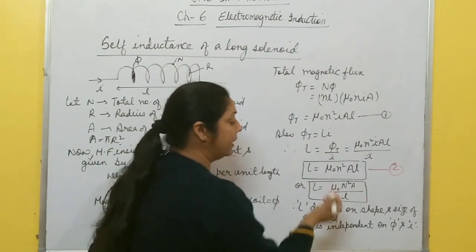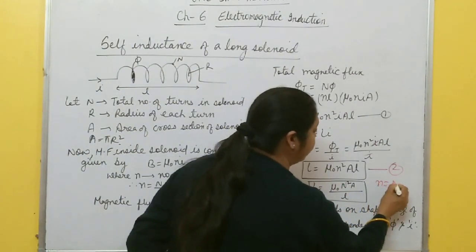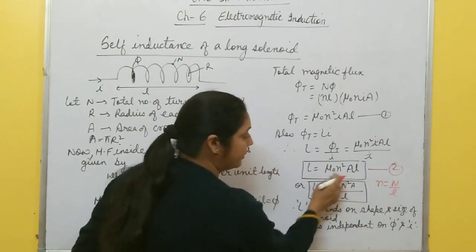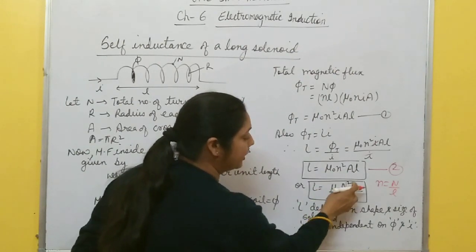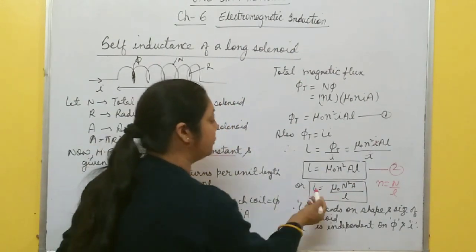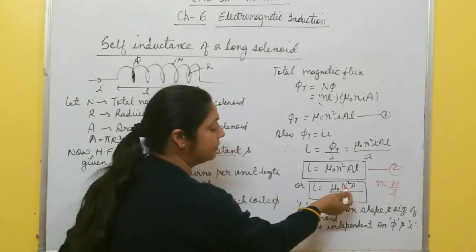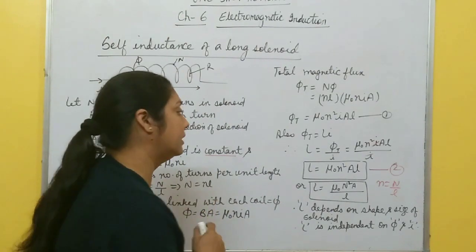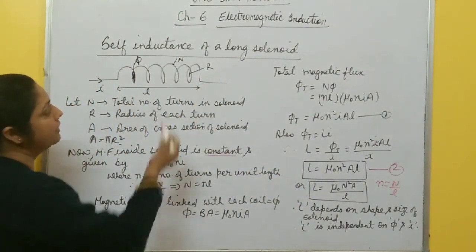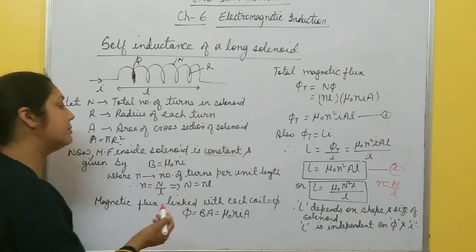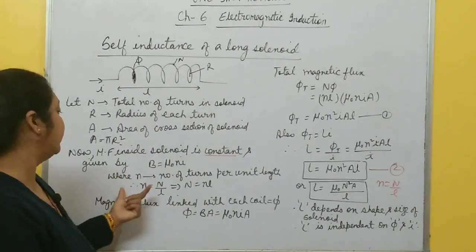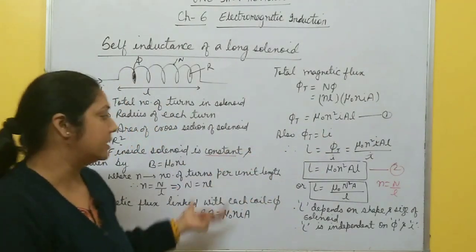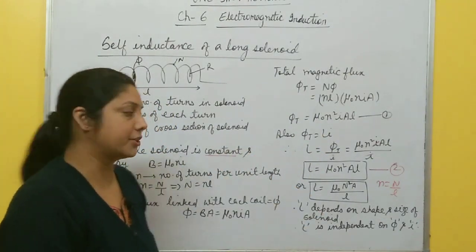In terms of capital N, you write in place of n what? N by L. So this becomes N square by L square, one L is cancelled, it becomes L equal to mu naught N square A by L. This is the coefficient of self-induction in terms of the total number of turns, and the earlier one is in terms of the number of turns per unit length. In this way you find the coefficient of self-induction for a long solenoid. It becomes very easy if you know the magnetic field inside the solenoid, and using this formula phi t equal to L i, you can easily find the coefficient of self-induction.